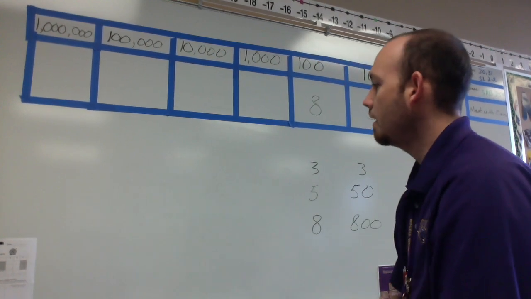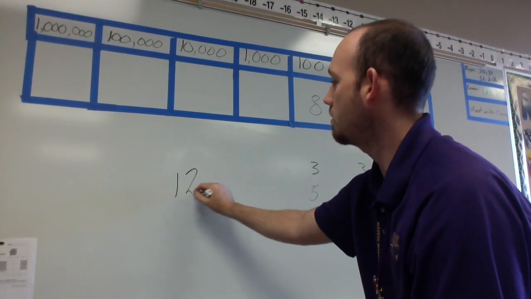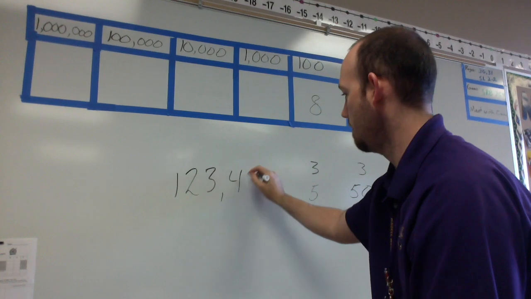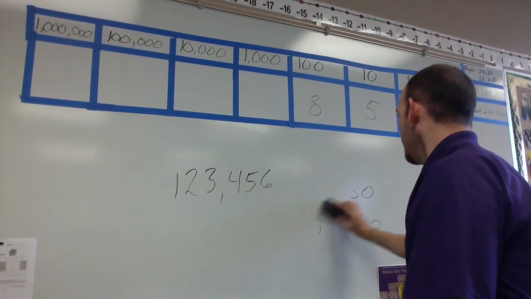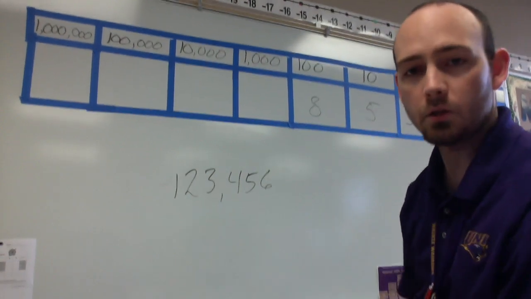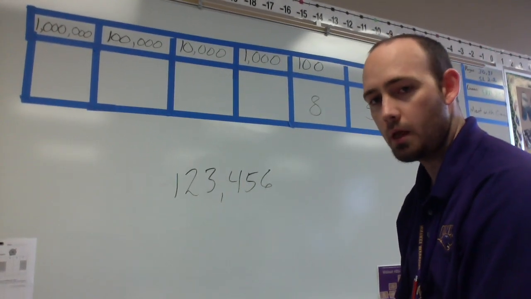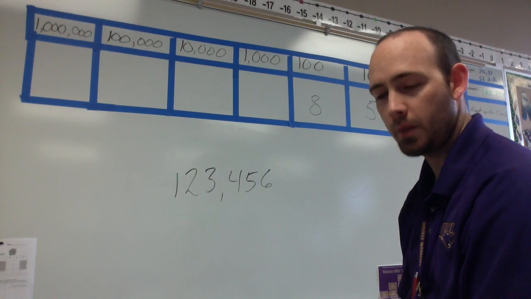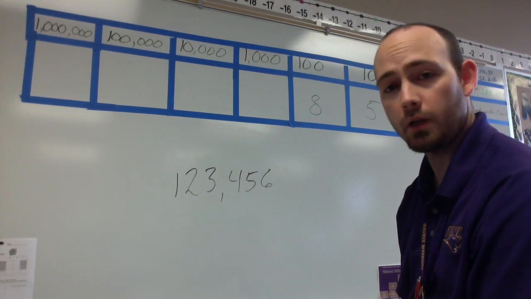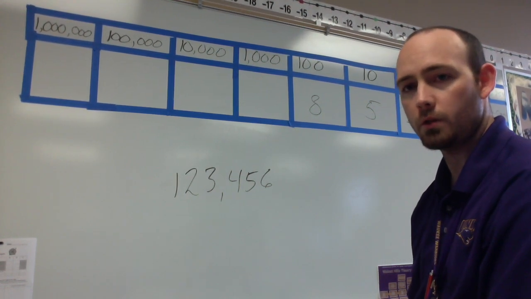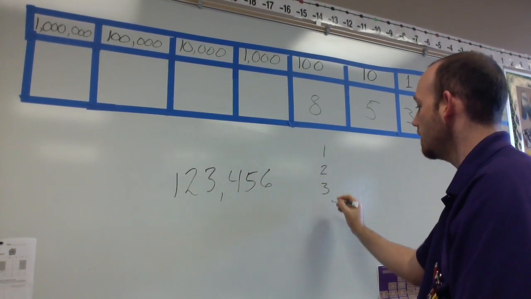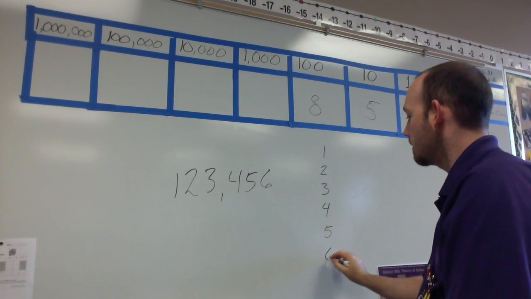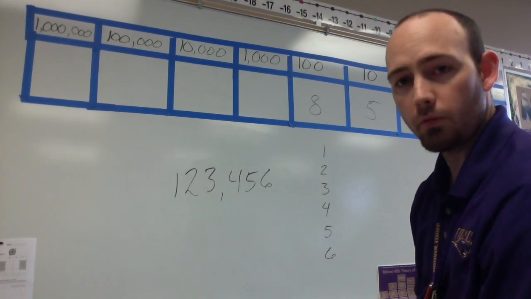Let's use the number 1, 2, 3, 4, 5, 6. Based on where I put those in the place values, we would actually say that number is 123,456. And what you're going to do is pause your video and tell me how much each of those numbers are worth. So if I wrote it down the side like this, 1, 2, 3, 4, 5, 6, I can do one with you before we pause it.